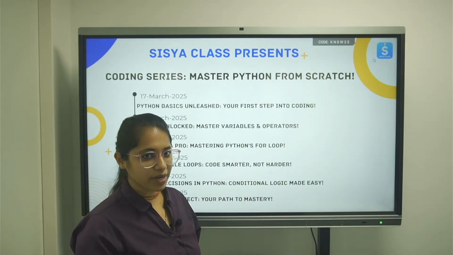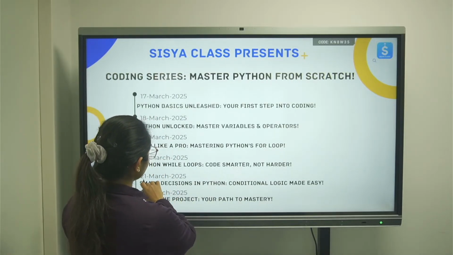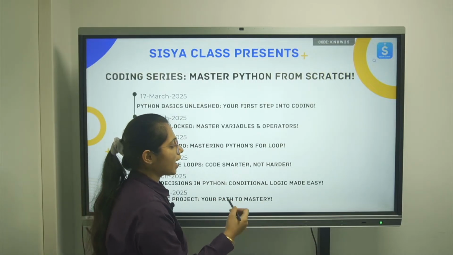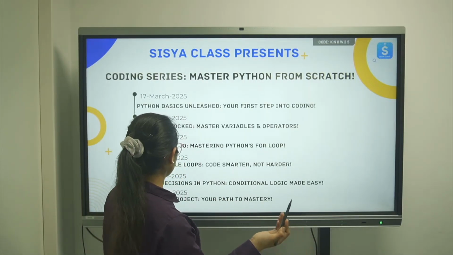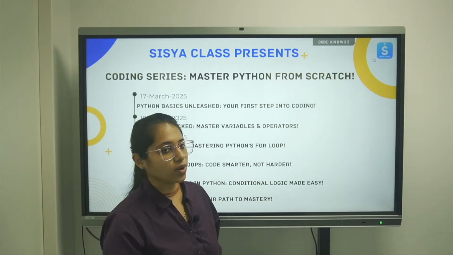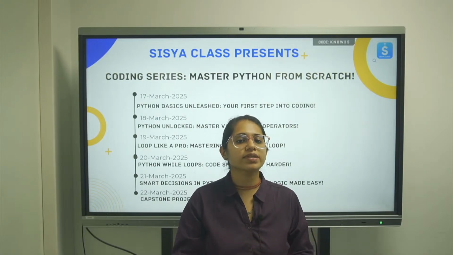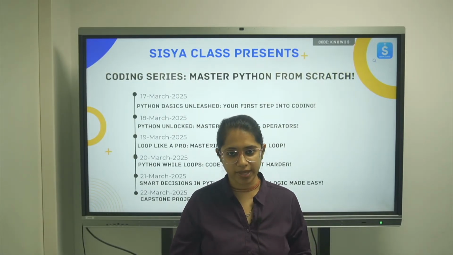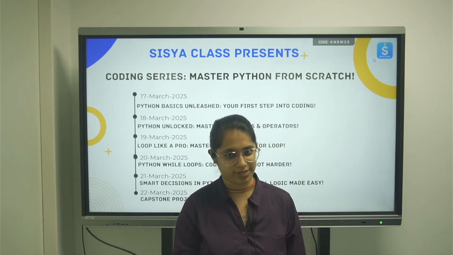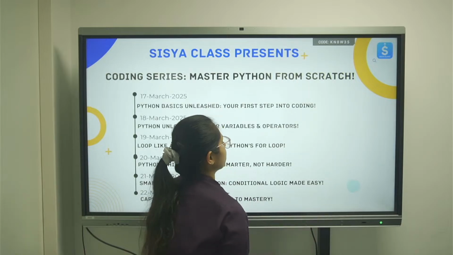Every day we are going to cover different topics. Next, on 21st March, we are going to see smart decisions in Python, that is conditionals and logic made easy. And 22nd of March will be your capstone project, your path to mastery. I will be giving you one project. We are going to cover all of the topics we have covered through the week, and in the end we will see how we can use all of the things in one project. Excited? Alright, so now let's move ahead.